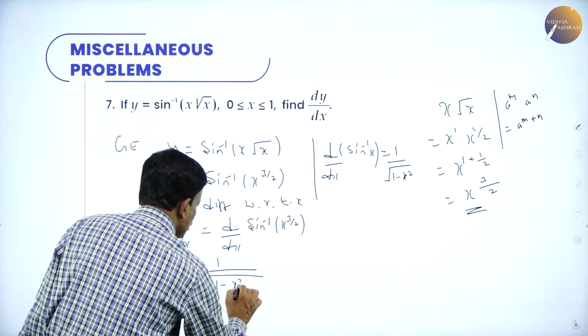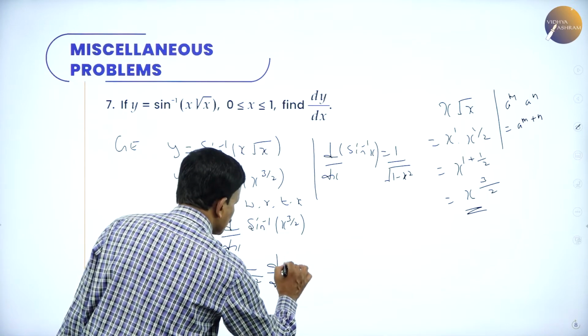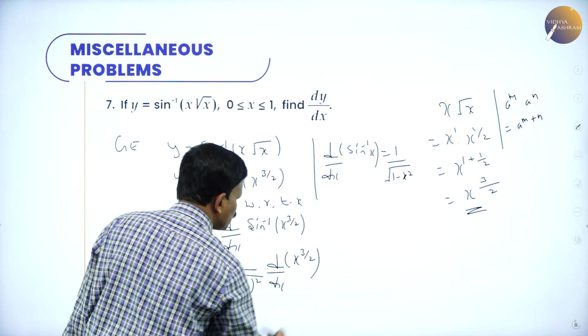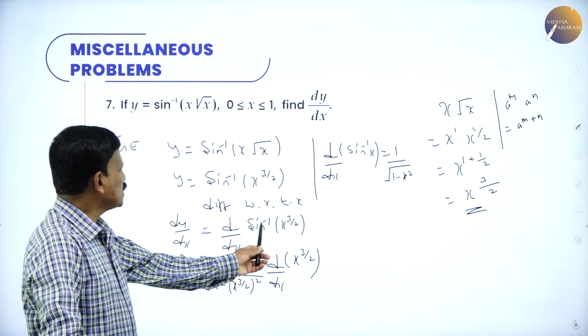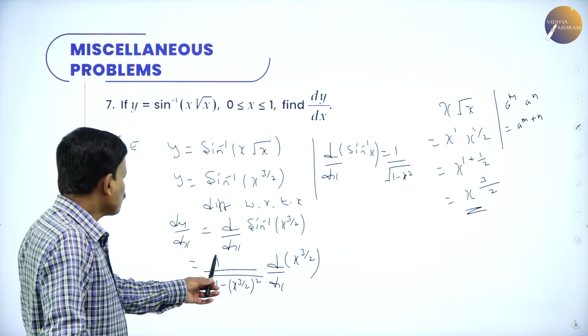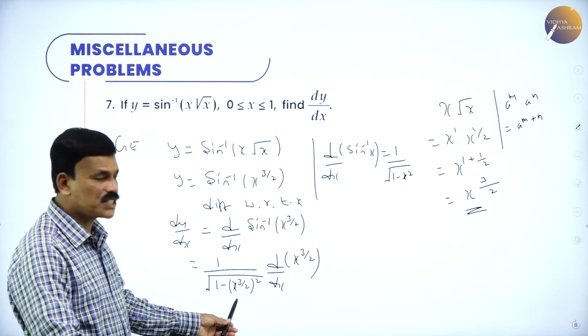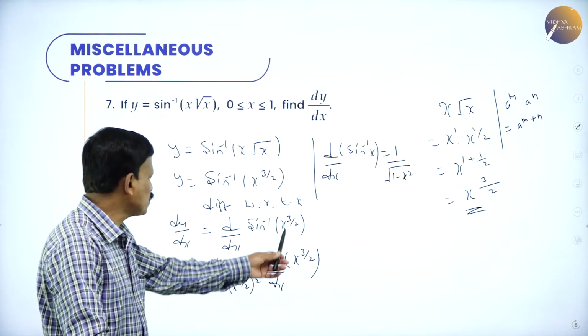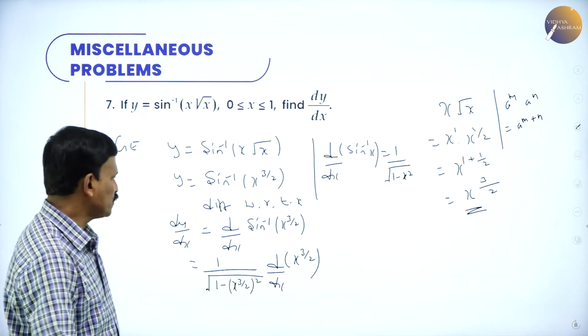This can be written as 1 by root of 1 minus x square, where x square is x to the power of 3 by 2 whole square, into d by dx of x to the power of 3 by 2. Function of a function. Followed? See here, sine inverse x, instead of x it is x to the power of 3 by 2. Differentiation of sine inverse x is 1 by root of 1 minus x square, where x is x to the power of 3 by 2 whole square, into d by dx of x to the power of 3 by 2.